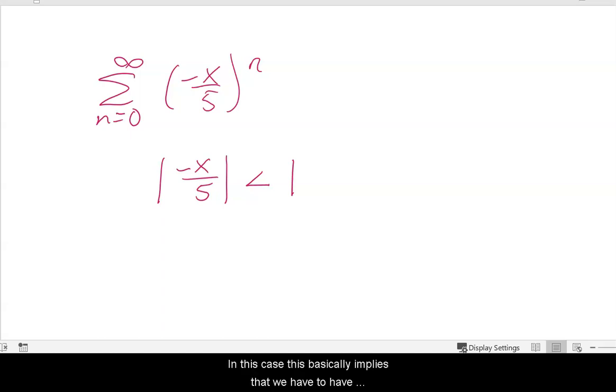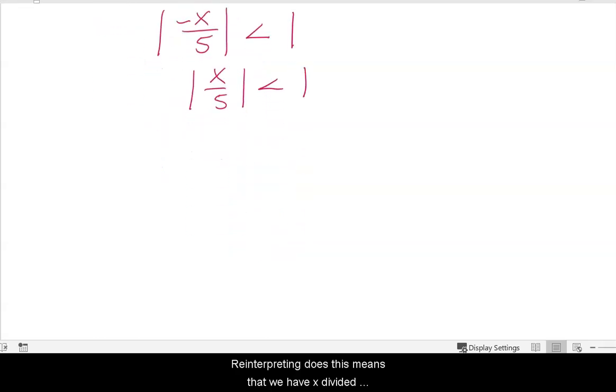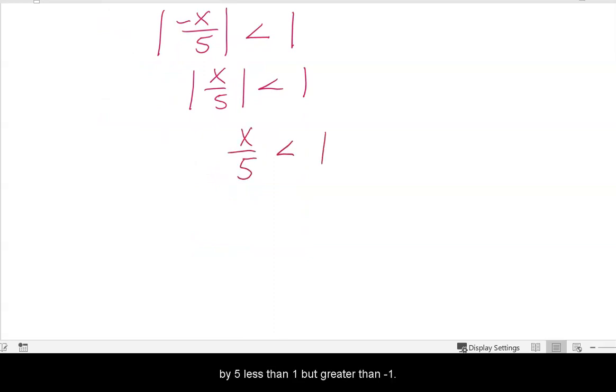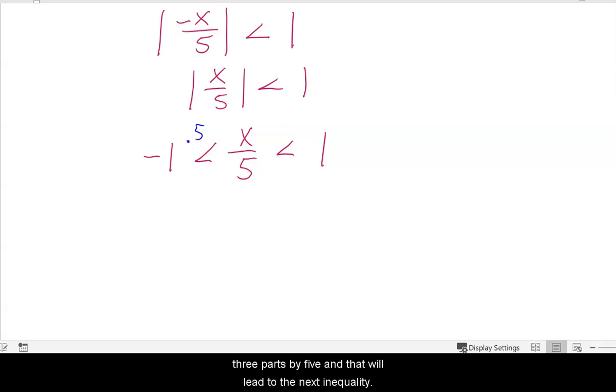In this case, this basically implies that we have to have the absolute value of x divided by 5 less than 1, dropping the negative since it's in the absolute value. Reinterpreting this, this means that we have x divided by 5 less than 1, but greater than -1. This is just the normal rule for the convergence of a geometric series, where the value of r is a strictly proper fraction between -1 and 1. In this case, since the 5 is now positive, I can multiply all three parts by 5, and that will lead to the next inequality.